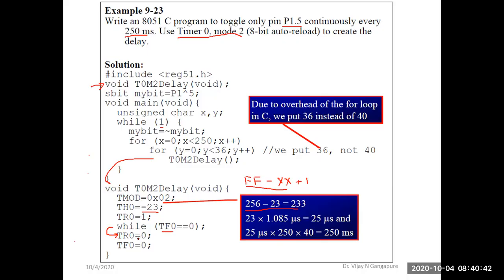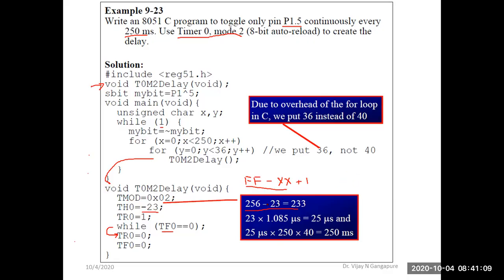Here TR0 is equal to 0, so we are turning off timer 0, and TF0 is equal to 0, so we are clearing the TF0 flag bit which was set. Okay, and control will come back to the main program. So this is what will happen when this t0m2 delay executes once. Now how much delay is it generating? For that, what is the formula?